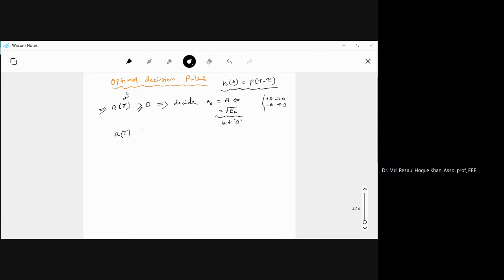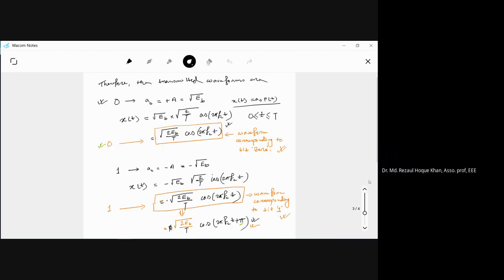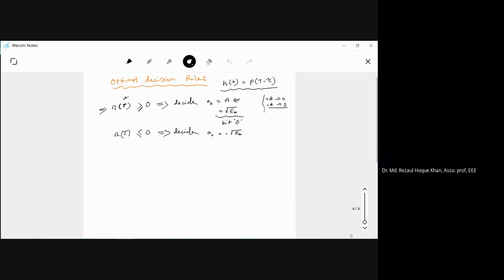Also, if r(T) is less than 0, this condition, this will decide a0 is minus Eb. We have just seen it earlier, right? These two conditions. So this will decide bit 1. So this is our optimal decision rule.